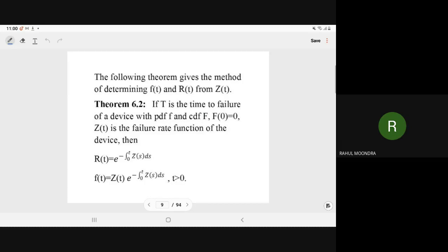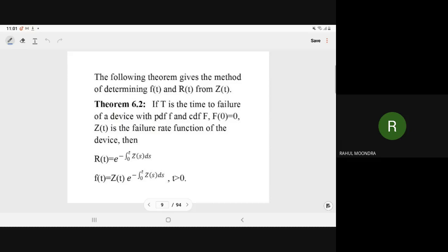So last time I gave you the idea about the instantaneous failure rate or hazard rate function, or the conditional failure probability. Depending on that, we have the following important theorem in reliability. The following theorem gives the method of determining f(t) and R(t) if Z(t) is known. If the instantaneous failure rate, hazard rate function, or conditional probability of failure is given, then how can you determine the PDF of time to failure and the reliability.